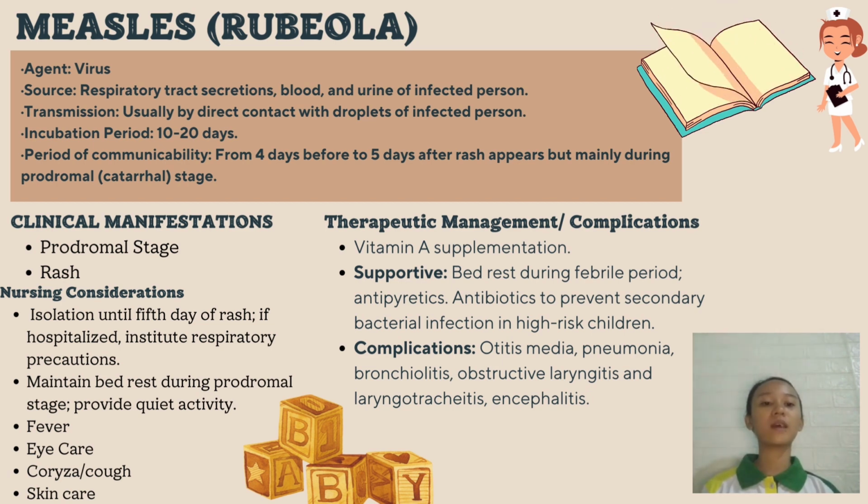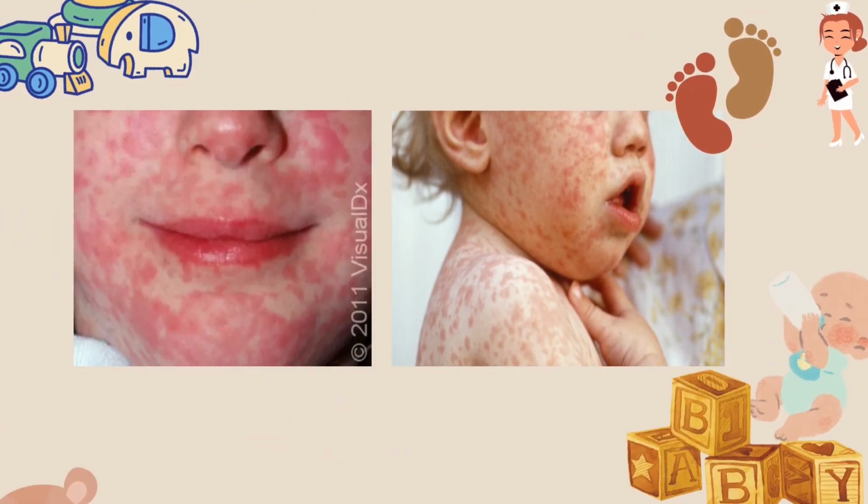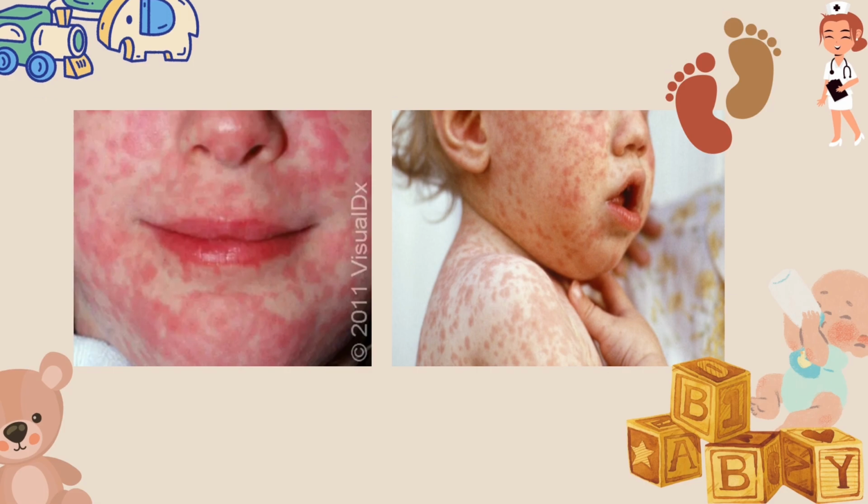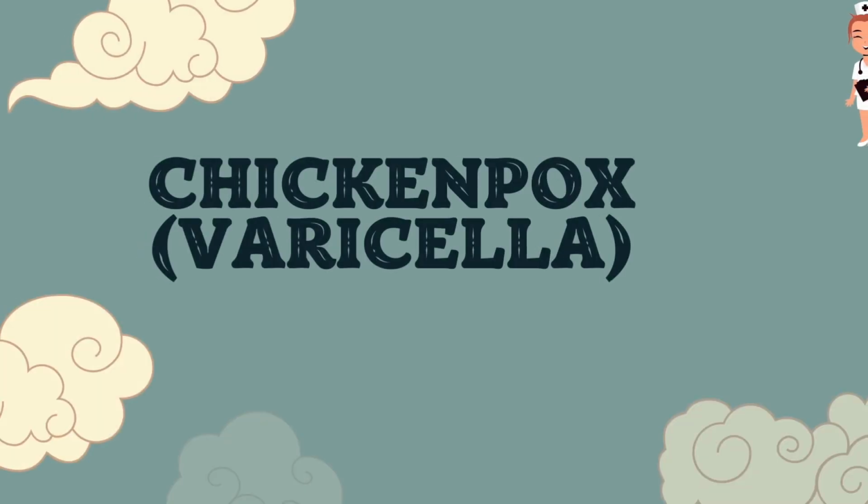For complications, we have otitis media, pneumonia, bronchiolitis, obstructive laryngitis, laryngotracheitis, and encephalitis. This is what measles or rubeola looks like.